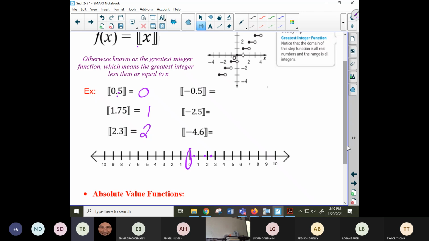What about -0.5? Now this one's a little bit different. A lot of people would say 0, but you're looking for the greatest integer less than that. So going back from it, wouldn't it be -1? Okay. If you're looking at -2.5, what's the greatest integer less than that? -3. And if you're looking at -4.6, what's the greatest integer less than that? -5. Very good.